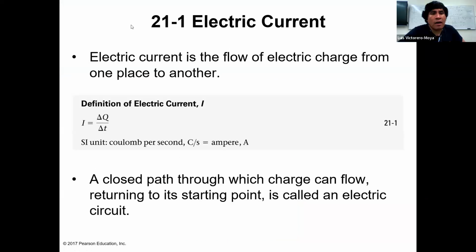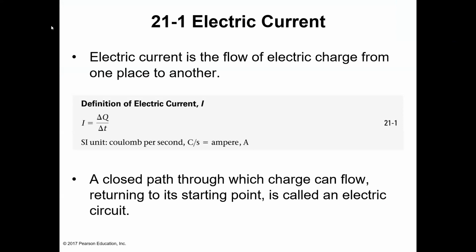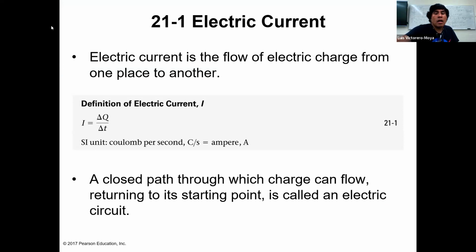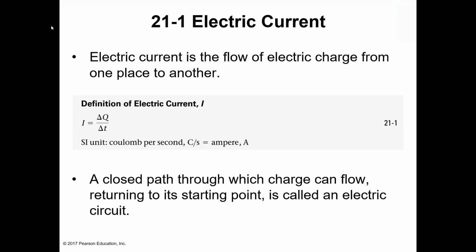Current, or electric current, is defined as the amount of charge flowing in a given wire or circuit by the amount of time. It is the rate of change of charge per unit time. Delta Q over delta T. Coulombs per second. That is the ampere.